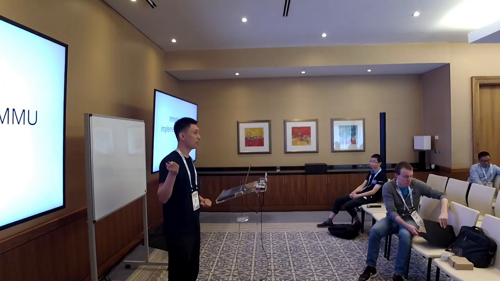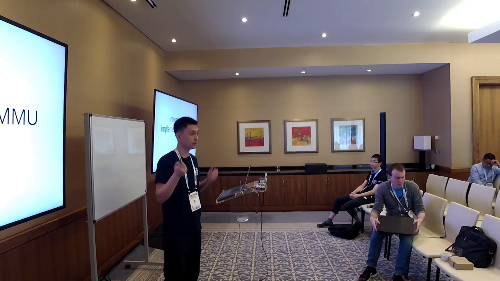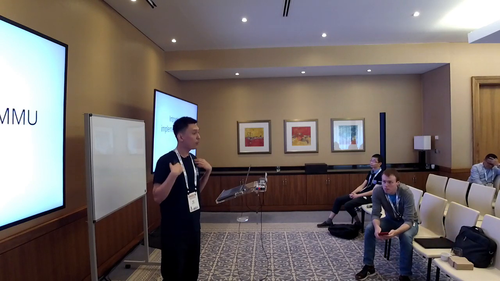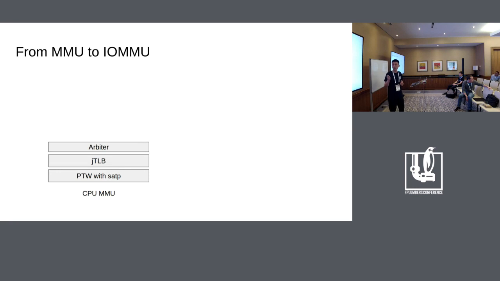Okay. Let's continue to introduce my light implementation of the IOMMU, to show you how I use this style of IOMMU. That's how we maintain TLBs. We are not purely using this way; maybe we could compose it with other ways together. Let's see, from the MMU to the IOMMU. The IOMMU is very similar to the MMU. With the basic CPU MMU design, you will see here there is a JTLB with the arbiter and a PTW with the SATP.